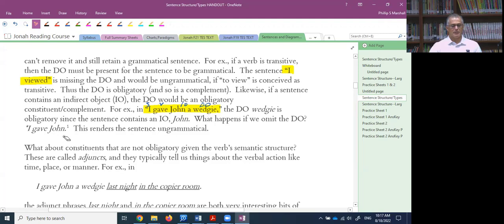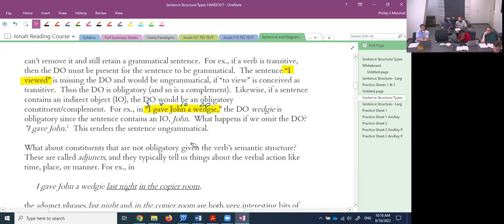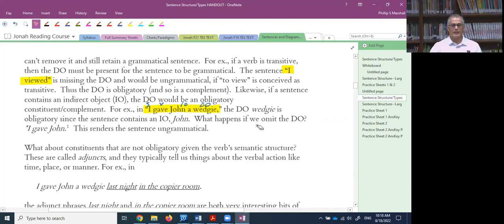And I just said, I gave John. Does that sound grammatical? No, that didn't sound good at all, right? If I said, I gave a wedgie, let's say I dropped the indirect object and just left the direct object. How would I gave a wedgie sound? It wouldn't make sense. That doesn't work either, right? What does that tell us? It tells us that with a verb like to give, indirect objects and direct objects are obligatory, aren't they? They're both complements of that verb.